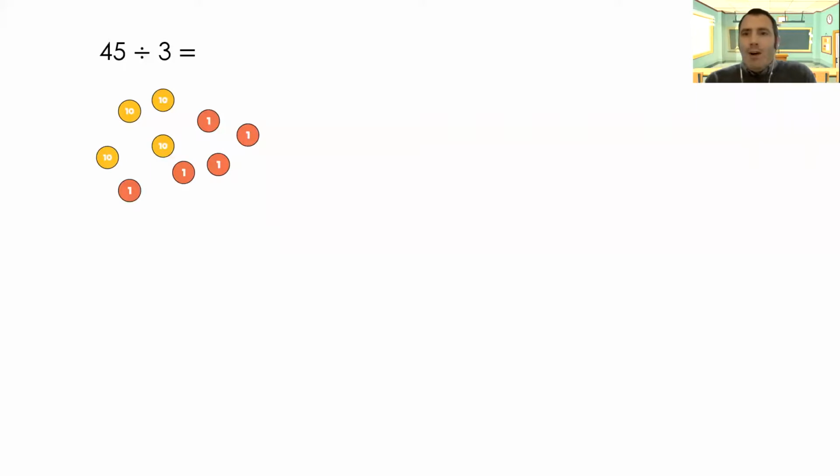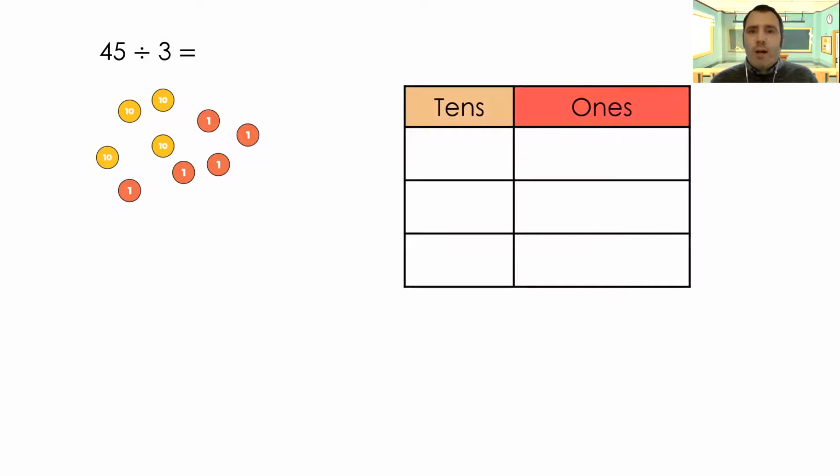Here we are back in the classroom again. So we've got a new calculation here. We've got 45 divided by 3. The process is the same. I'm going to set our grid up with our 10s and our 1s. 3 rows, 1 for each of the numbers. So we're dividing by 3, there's 3 rows.